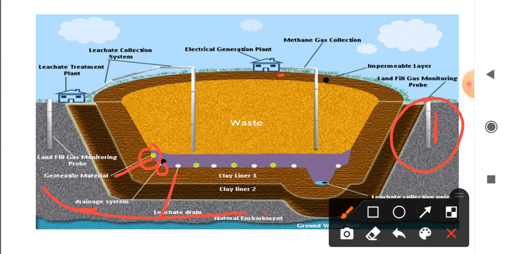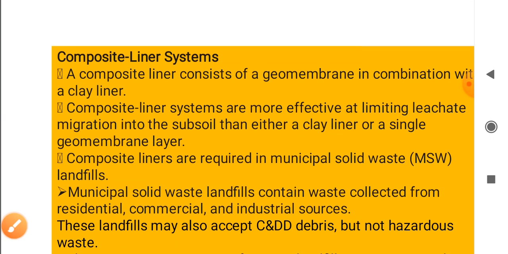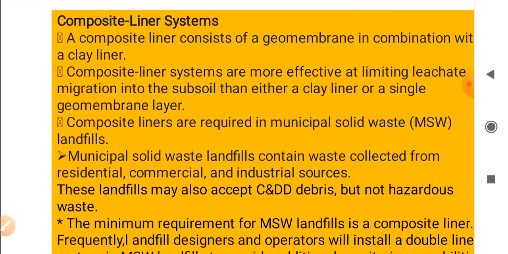This is the pipe which is used for methane connection, and by using methane, an electric generation plant is located over this, and this is the leachate collection system for removal of leachate from the base of the trench. This is the schematic diagram of the single liner system. Now next is the composite liner system.